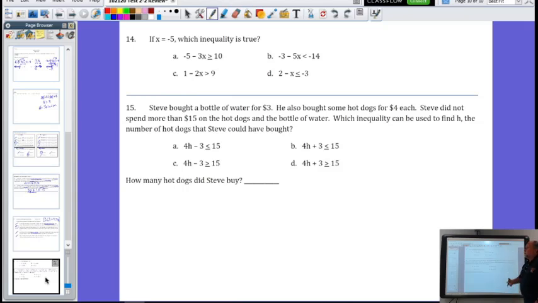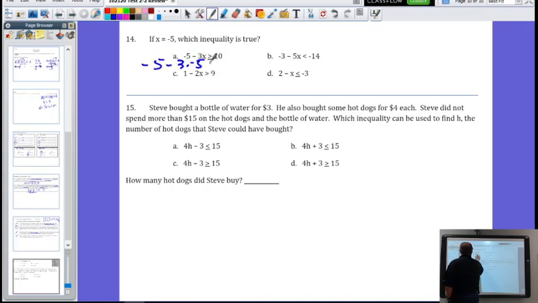It says if x is -5, which inequality is true? So what you're going to do is take your calculator, type in this -5 into this problem, and determine, does that make sense? So in this first one, I would do -5 minus 3 times -5. So 3 times, and then I change this right here. So -3 times -5 is going to give me 15. 15 plus -5 gives me 10.